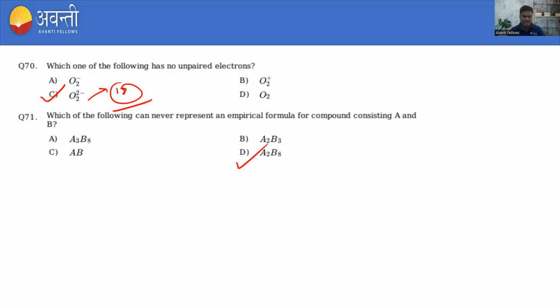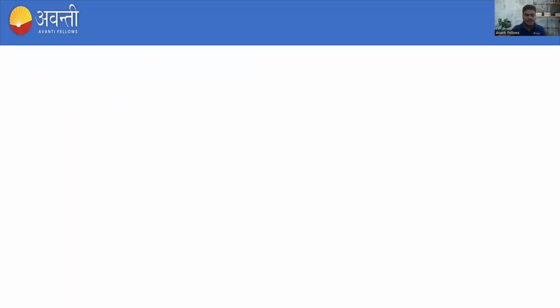For empirical formula, the ratio of the number of atoms in the molecule has to be the simplest number ratio, and 2 by 8 is not such a ratio, right? So this is why this will happen.